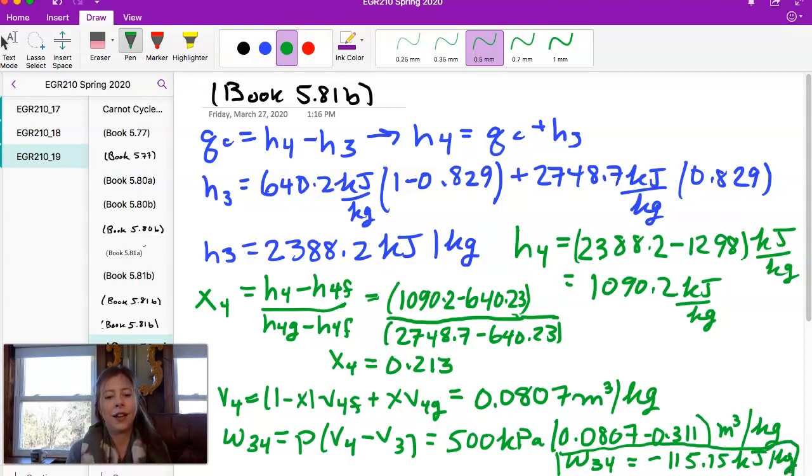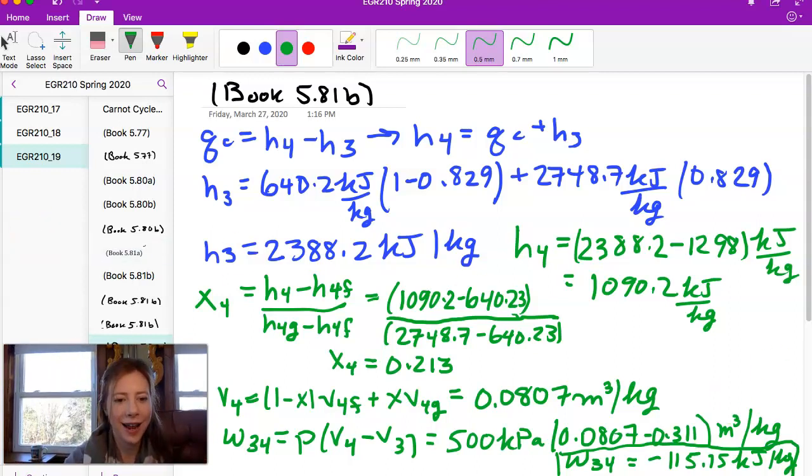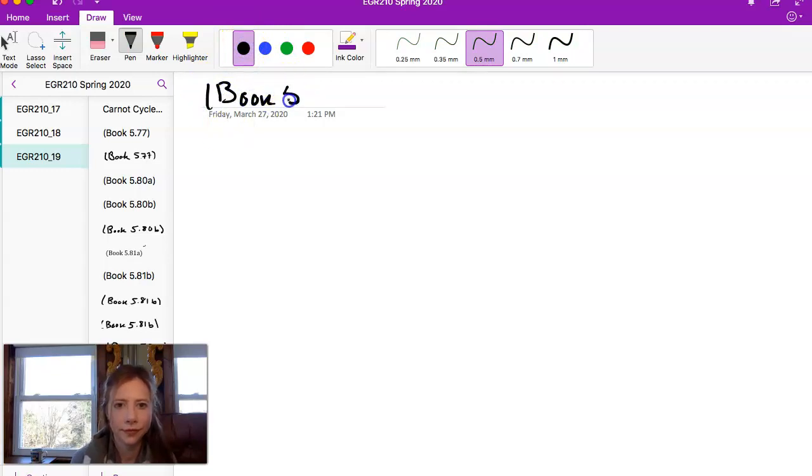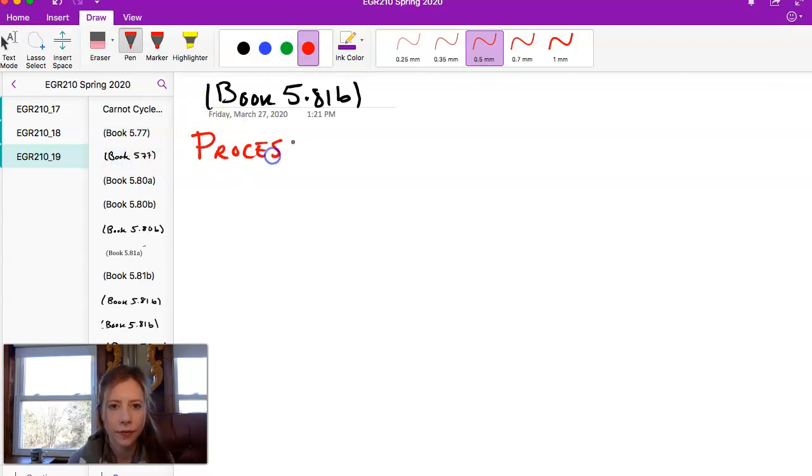Okay, almost there. We have one more process for part B. Let's add a page for the last time, hopefully. Okay, so this is going to be process 4-1. And this is adiabatic compression, so at least we already know what Q is, and Q is 0.